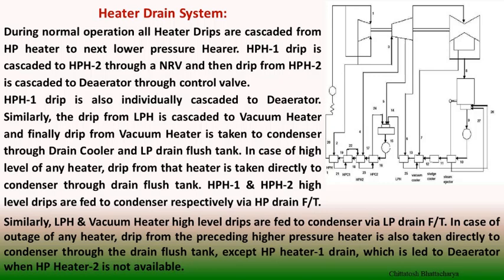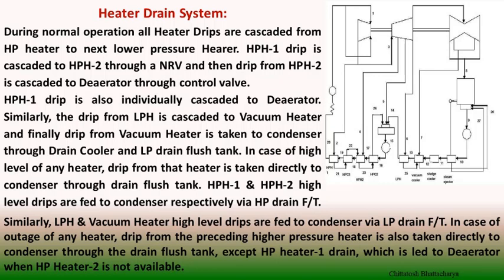Similarly, drip from LP heater is cascaded to vacuum heater, and finally drip from vacuum heater is taken to condenser through drain cooler and LP drain flash tank. In case of high level of any heater, drip from the heater is taken directly to condenser through drain flash tank. HP heater 1 and HP heater 2 high level drips are fed to condenser via HP heater drain flash tank.